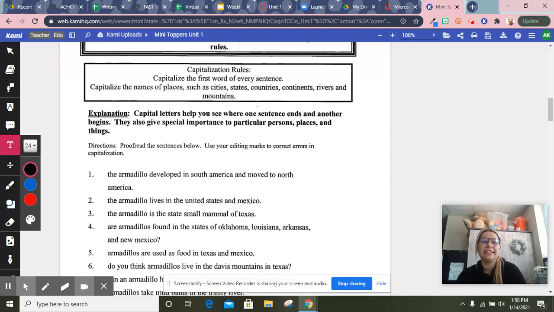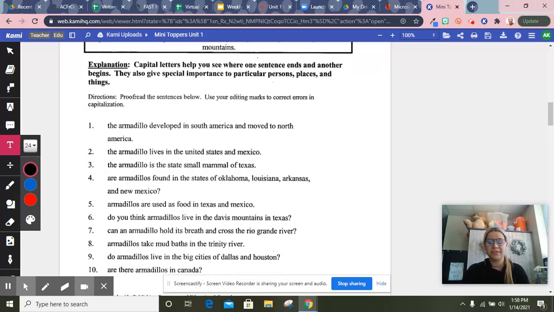So you're going to proofread the sentences and use your editing marks to correct errors in capitalization. Remember, our editing mark for capitalization is two lines underneath it. That means it should be capitalized. And if it's already capitalized but does not need to be capitalized, just strike through it. So, the armadillo developed in South America and moved to North America. I would capitalize South America and North America.